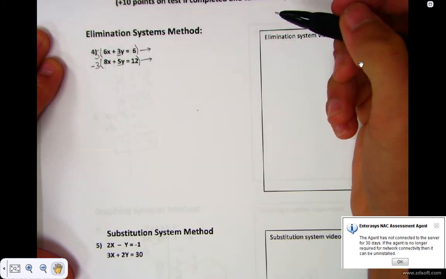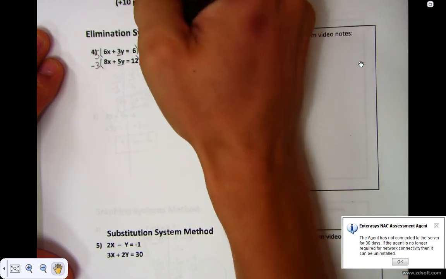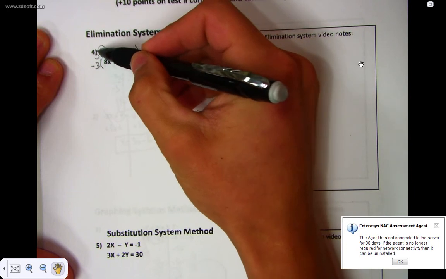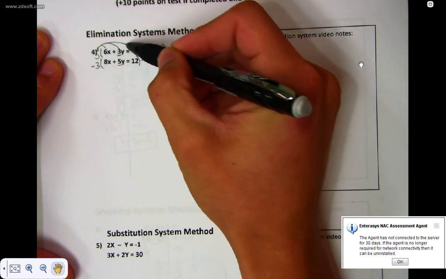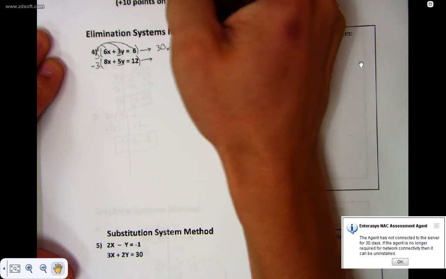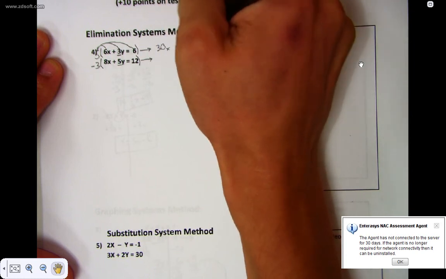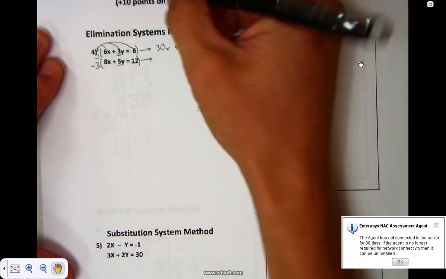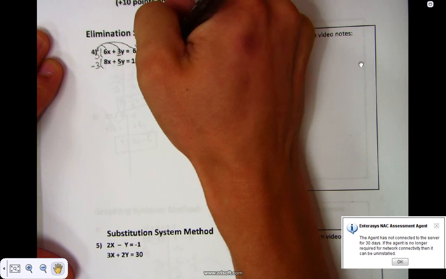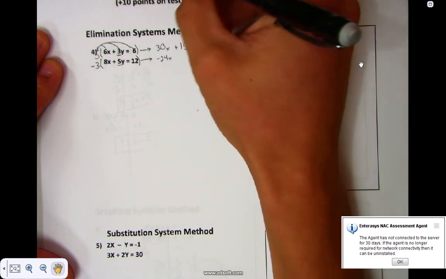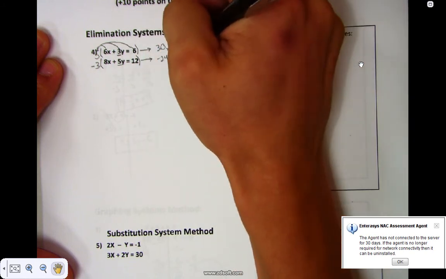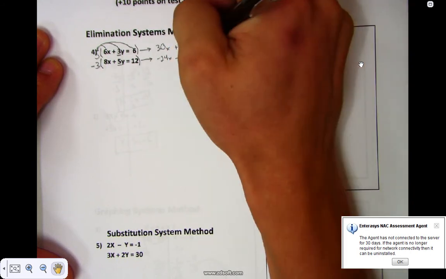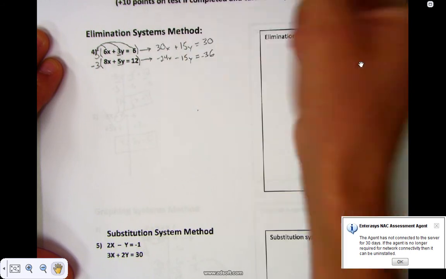I've got 5 times 6x, which is going to be 30x. Right here, 5 times 6x, 5 times 3y, and then 5 times 6. So 5 times 3y is going to be 15y. Equals 5 times 6, which is 30. Then I'm going to have negative 3 times 8x, which is negative 24x. Negative 3 times 5y. So look, here's the negative 15y. When we add them together, they're going to cancel. Negative 3 times 12, negative 36.